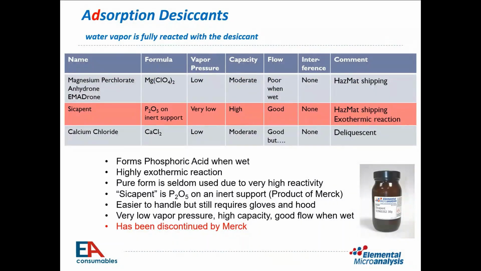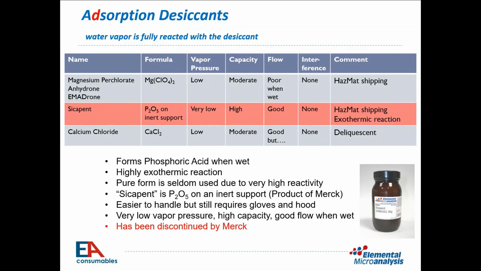Sicapent is the name of a material which forms phosphoric acid when wet, and it's highly exothermic. In its pure form, it's seldom used because it's highly reactive. Merck, the chemical company, has produced this product called Sicapent, which is phosphorus pentoxide coated on an inert support, which basically dilutes it. It makes it much easier to handle. Still requires gloves and a hood.